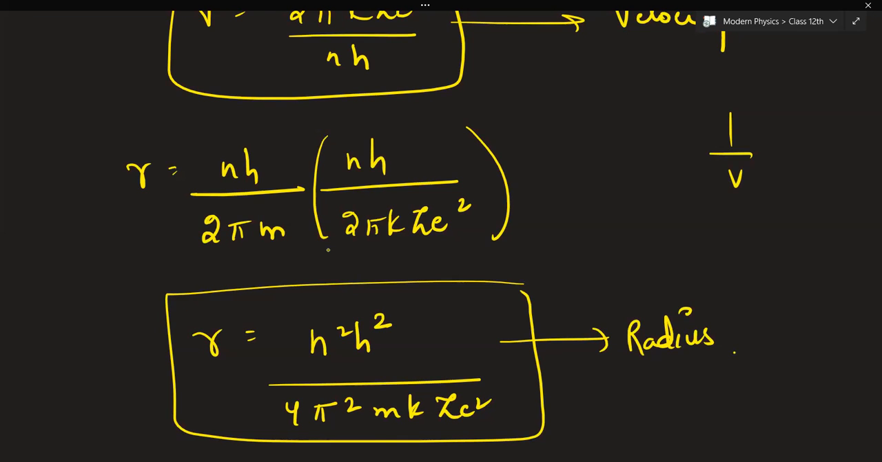So one is the velocity of the electrons. Second is radius of orbit, radii of the orbits.